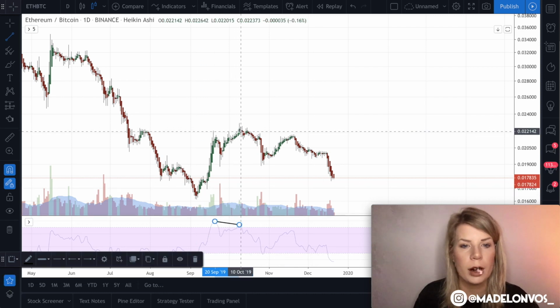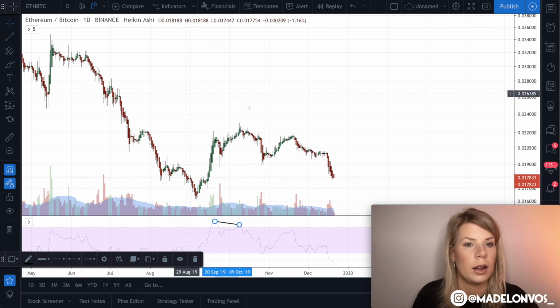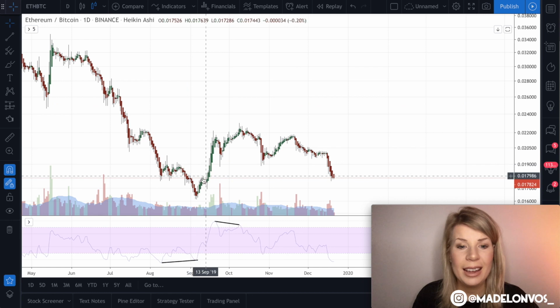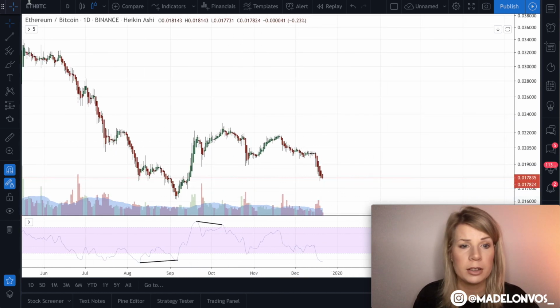So this is also quite nice. Yeah, this is quite a good trade, to be honest, in quite a short time period. So always keep this in mind when taking a look at the charts.